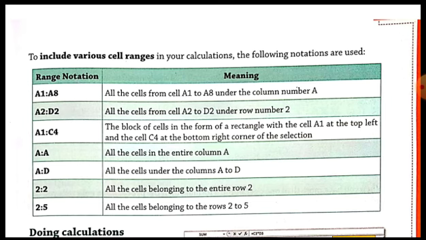Okay, and then similarly, A1 to C4 is what? The block of cells in the form of a rectangle with the cell A1 at the top left and the cell C4 at the bottom right corner of the selection. Then again, what is A:A, or A colon A, mean? All the cells in the entire column A.